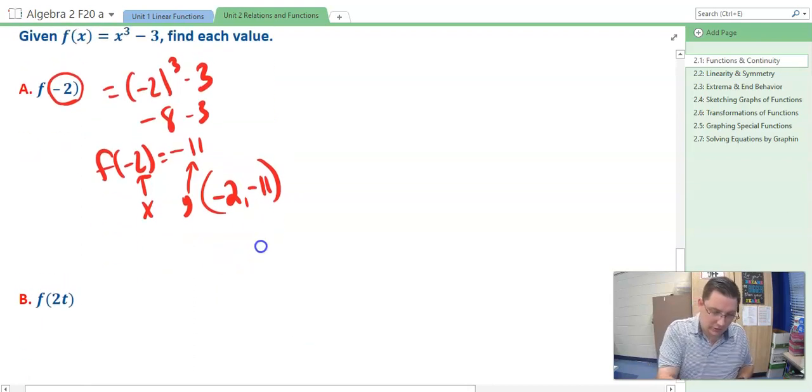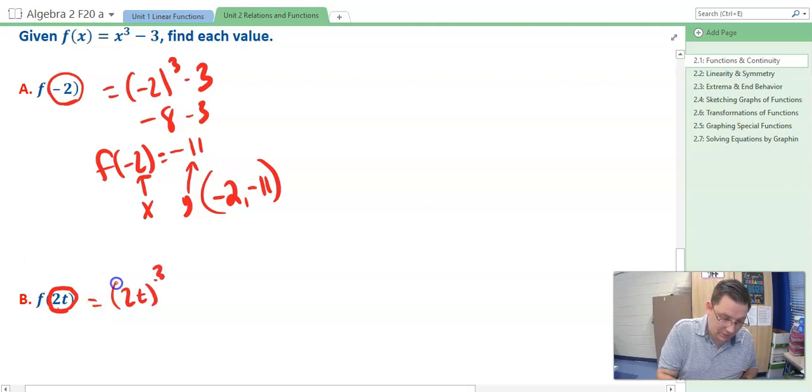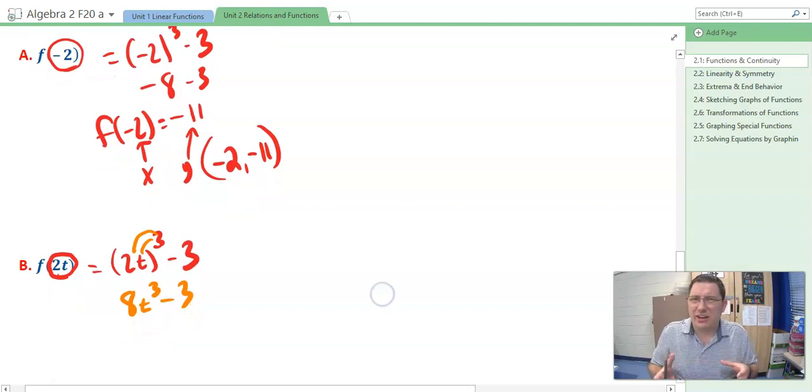Now we can do the same for b. We can look at our function here. Everywhere I see x, I'm going to replace it with 2t. There's an x, so I replace it with 2t. I'm going to take that to the third power, and then I'm going to subtract 3. In this case, I've got to cube 2t, so we distribute the cube to both. 2 cubed is 8, and the t will just have the cube on it, minus the 3. Is there anything else I could do to simplify this problem? No, there's no like term. So this is the final answer: f of 2t is equal to 8t cubed minus 3. Now, could I write this as an ordered pair?